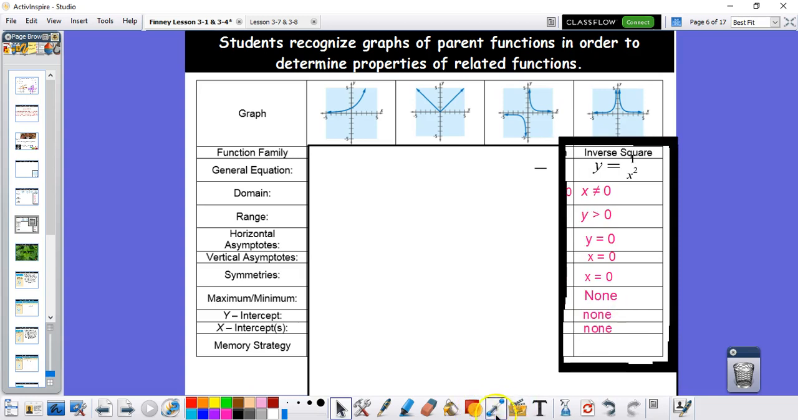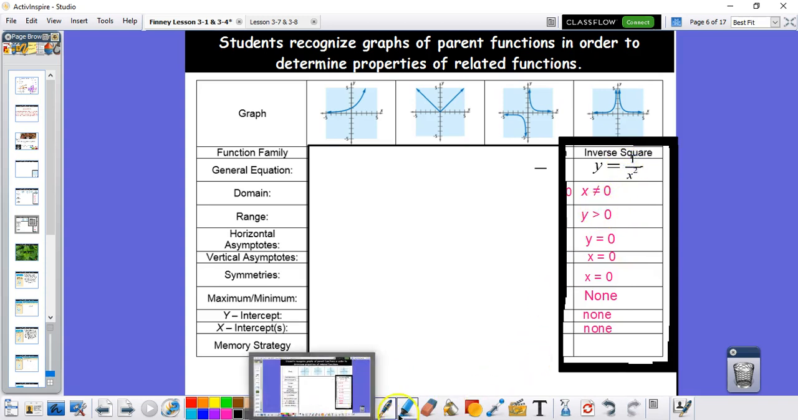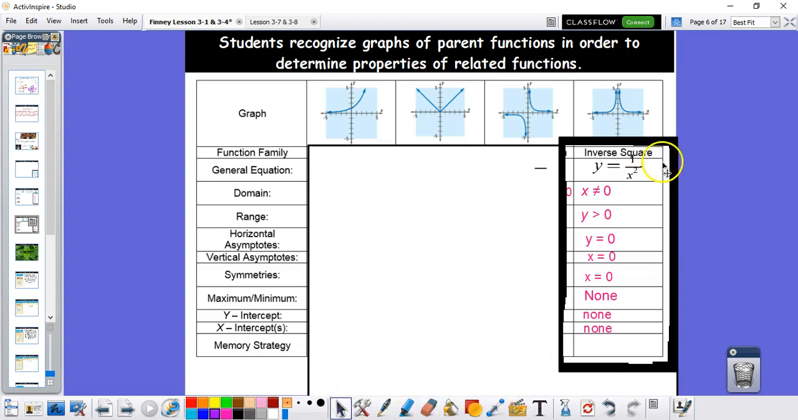And again, the inverse square function, it doesn't like to draw that fraction bar. So we know that x can't be 0. We also know that in this case, y has to be greater than 0 because we're squaring x, so there are not going to be negative values. It has the same asymptotes as our previous equation, and it has a symmetry. This one happens to be symmetric to the y-axis, which is the equation x equals 0. There's no maximum or minimum, and again there are no intercepts because the x and y axes are our asymptotes.